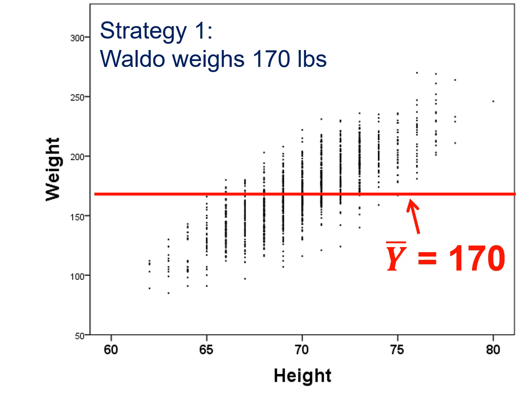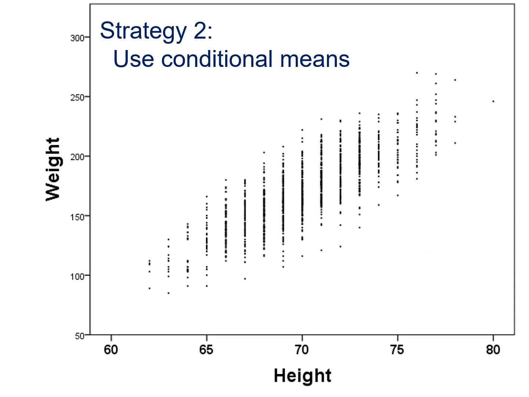A few minutes ago, we discussed one strategy for guessing Waldo's weight. We can play the game of averages. That is, we can guess that Waldo's weight is equal to the mean of y, which is 170. But now we'll see how we can use another strategy, using the conditional means as estimates. Let's go ahead and describe what these conditional means are.